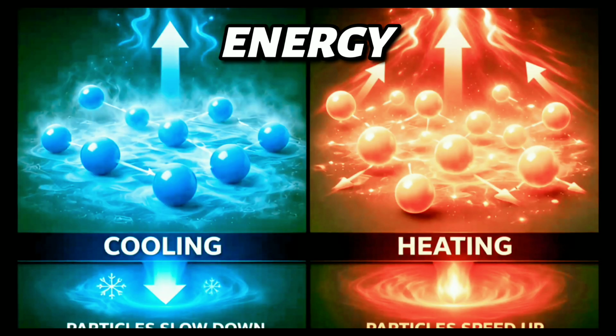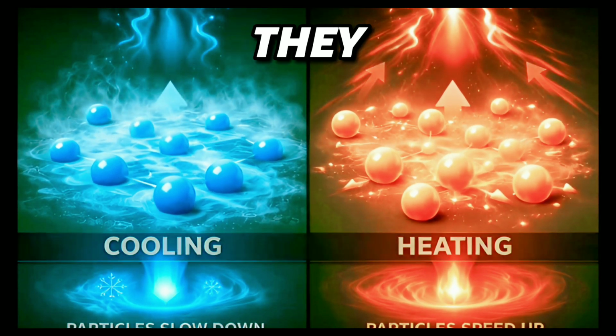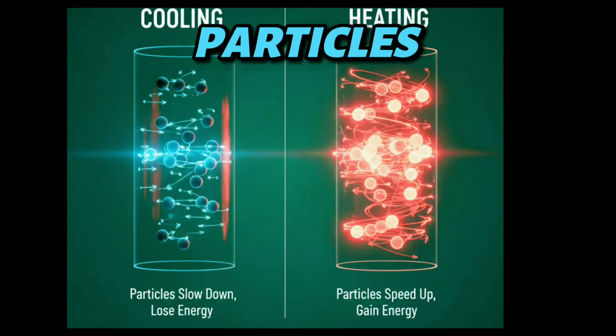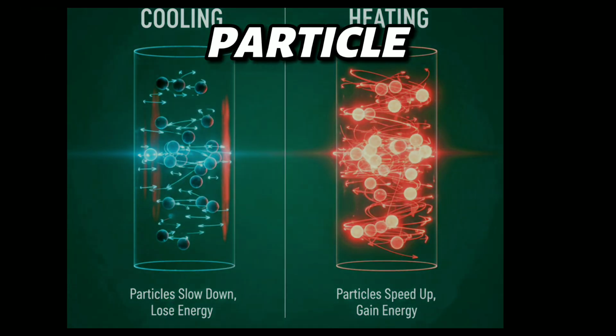10. Energy gain and energy loss. When particles gain energy, they glow brighter. Their movement increases. Energy loss slows particles down. Energy controls particles. Easy, fast, and clear.